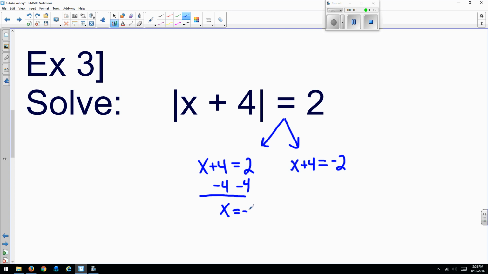So it looks like x is -2 over here. And x is -6 over here. And we can go ahead and put this in a solution set.